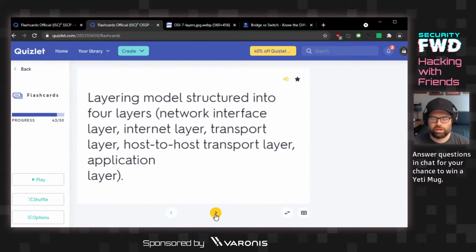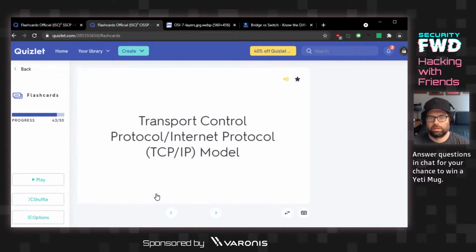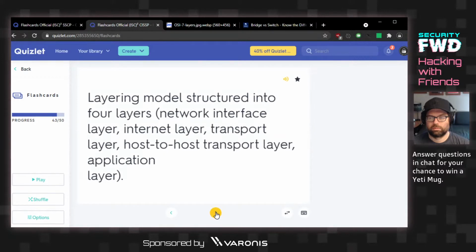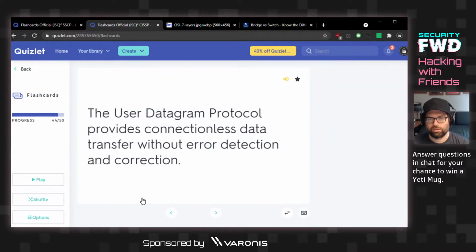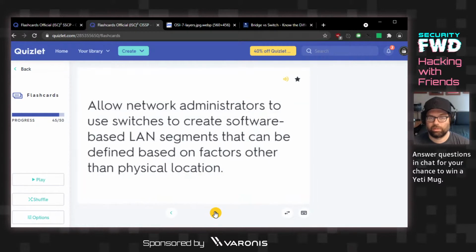Layering model structured into 4 layers. Network, internet, transport, host to host. Layering model. TCP model. All right, the user datagram protocol, UDP, provides connectionless data transfer without error detection and correction. Oh, okay. Thanks for telling me that.